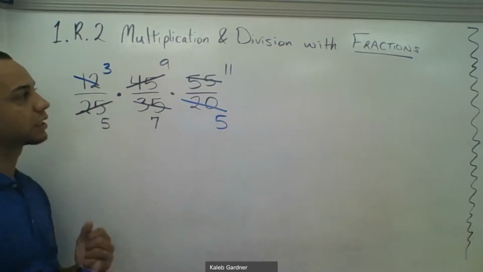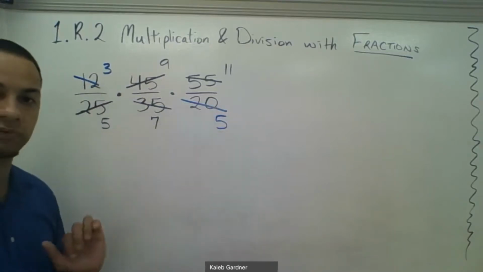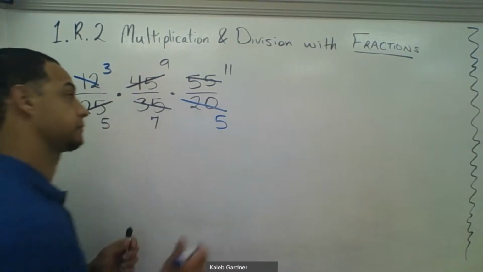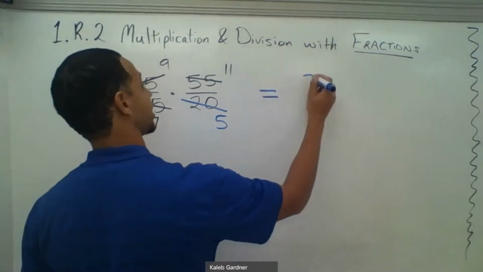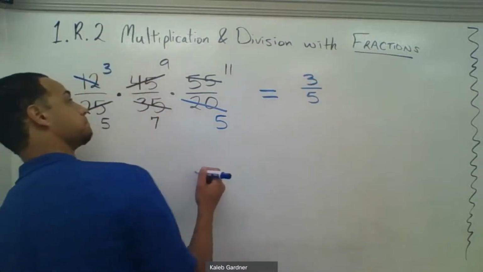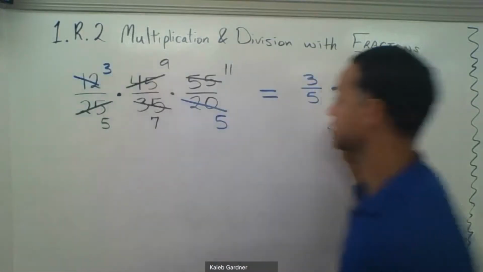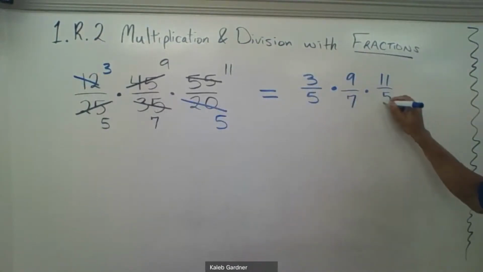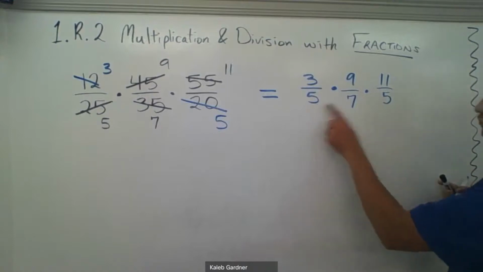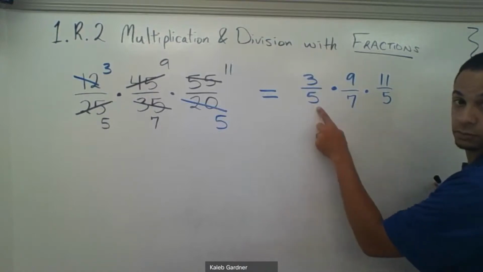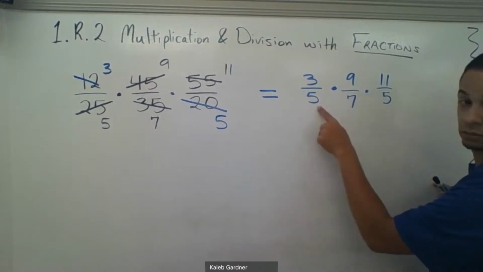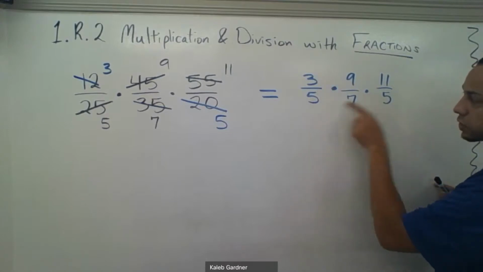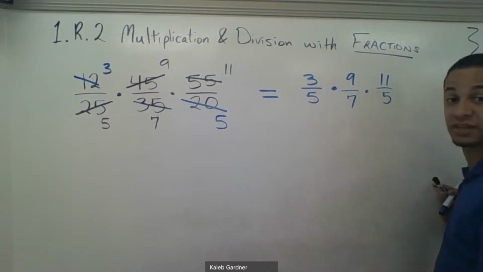Okay. Now let's do one more quick scan. But before we do, I'm going to rewrite this thing. So I got 3/5 now times 9/7 times 11/5. Okay. Remember, the 5s can't reduce. They can't reduce because they're both in the denominator. The 3 and the 5, 7, none of them can reduce with the 3. None of these can reduce with the 9. None of them can reduce with the 11. So we're finished reducing. Now we just have to multiply.